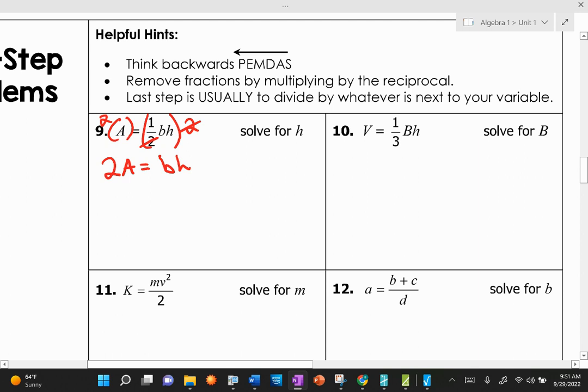And now how do we get h by itself? Divide by b. The b's cancel out on the right, which will give us 2a over b. And I'll just rewrite it as h equals 2a over b.